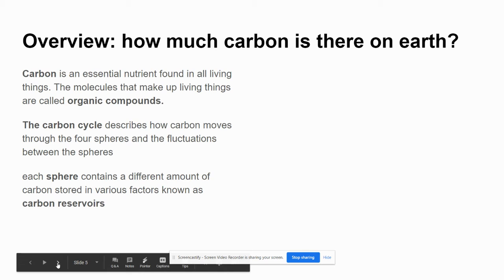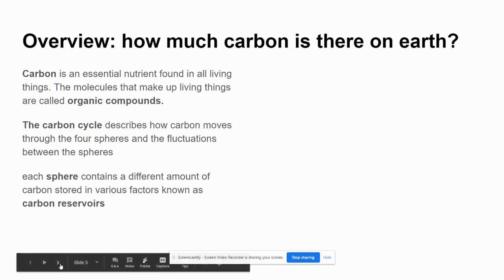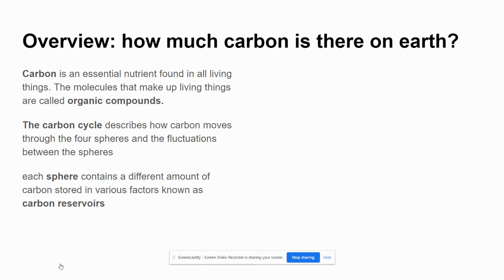So basically, going back, how much carbon is there on the Earth? The amount of carbon on the Earth is fixed, because of the law of conservation of mass: matter cannot be created nor destroyed. And most of this carbon is found in the geosphere, which is a great reservoir. 99% is there. But it also cycles in all the other spheres like the hydrosphere, atmosphere, and biosphere, and the percentages there keep on fluctuating.